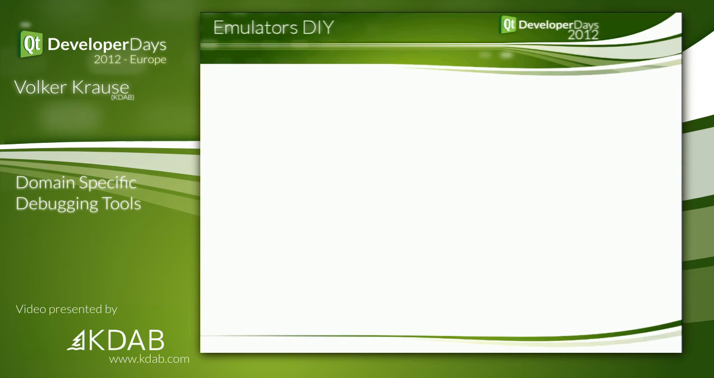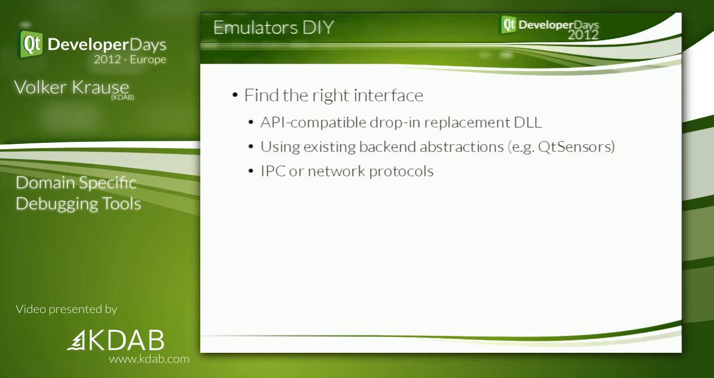So how do we build something like that? First is to find the right interface. This is the part where you replace the actual implementation with the emulation. And there are some ways of doing this. If your hardware access, for example, is in a separate library, you could write something that is API compatible and just swap out the DLLs.